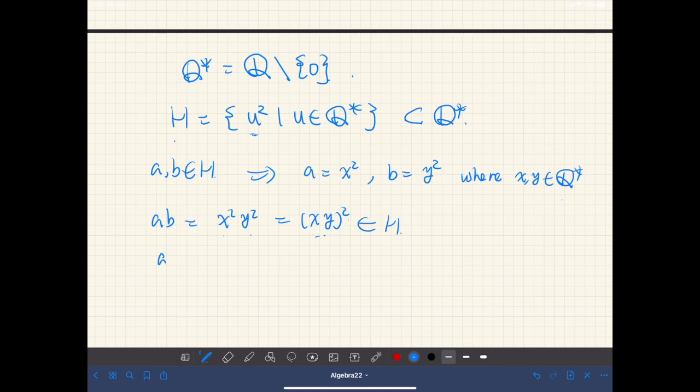And also A inverse is x squared inverse, which is x to the power of negative 2, which is x inverse squared. Again, x inverse is a non-zero rational number if x is a non-zero rational number. So this belongs to H. Therefore, these two conditions are met, so H is a subgroup of Q star.